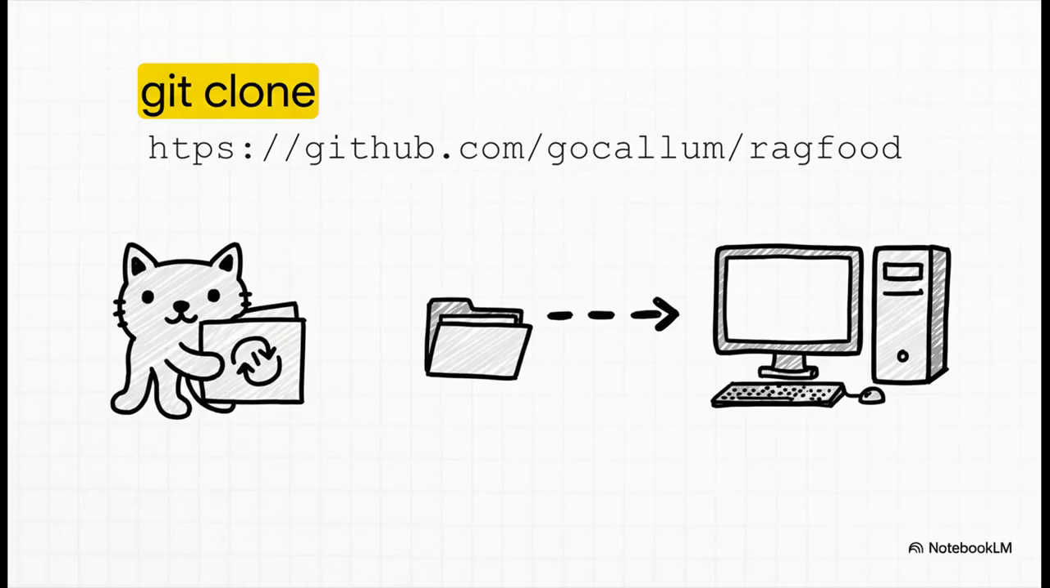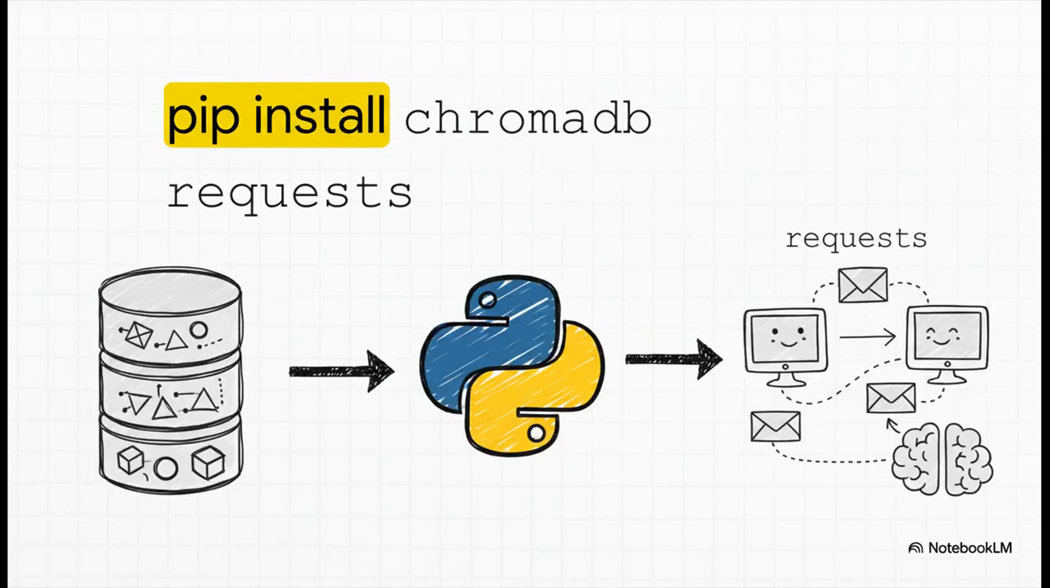First up, we need the actual application code. This git clone command goes to GitHub and copies the entire project, which is called RAGFood, right onto your computer. This gives you the main script, the sample data, literally everything we need all in one shot. Next, we just need to install the last couple of Python libraries. This one little command grabs ChromaDB, which is our specialized vector database for storing knowledge, and requests, which is just a handy tool our script uses to talk to the Ollama AI engine.